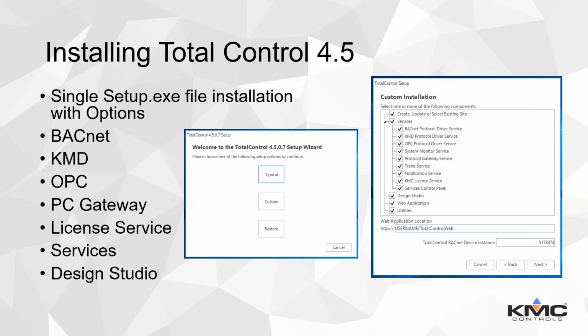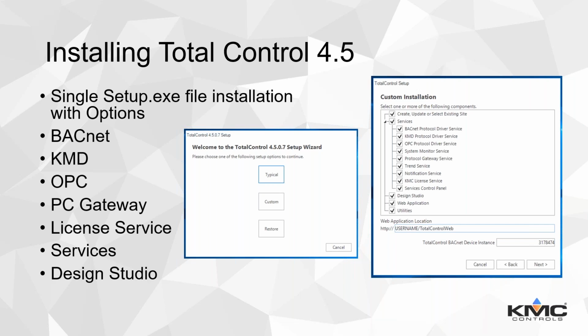So once you have your plan and you're going to install TotalControl 4.5, what can you expect? After downloading it from our partner portal, it's a single setup.exe file installation. It's got some options that you're going to go through. You're going to see a welcome screen that has whether you're doing a typical installation, which is brand new, where you're going to install everything, whether you're going to do a restore, which is using the existing backup that you've made from your previous deployment, or if you're going to do a custom installation.